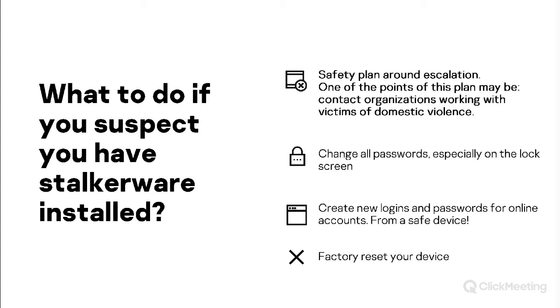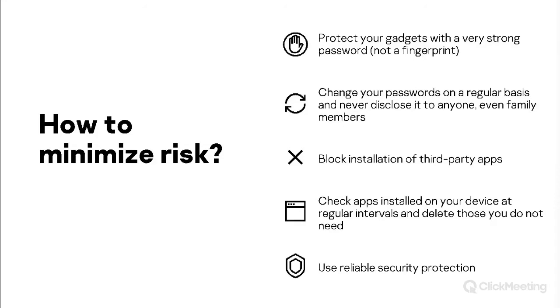And what you can do if you suspect to have stalkerware is, as I said, aside from getting professional help, definitely change all passwords and create new logins and passwords for all accounts from a safe device. So not using your own phone, but maybe a friend's phone, or maybe you can use a computer from work, or some other device, just not your own.